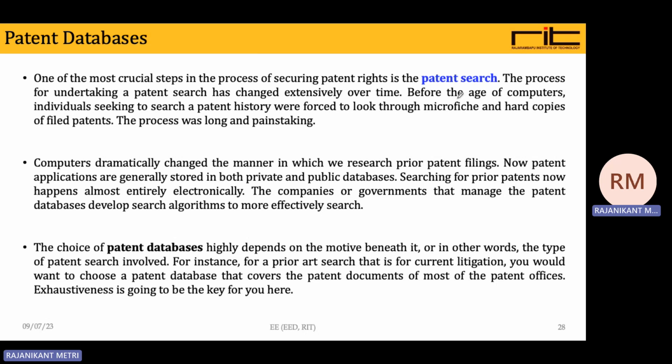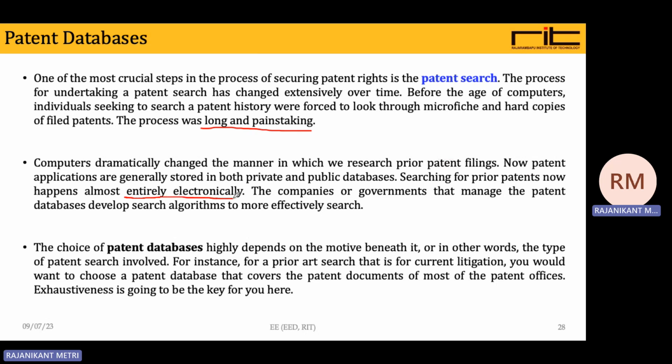Just now I mentioned that before the age of computers, individuals seeking to search a patent history were forced to look through microfiche and hard copies of filed patent reports and documents. At that time the process was long and painstaking. But computers dramatically changed the manner in which we research prior patent filings. And now patent applications are generally stored in both private and public databases. Searching for prior patents now happens almost entirely electronically, that is, through the internet.